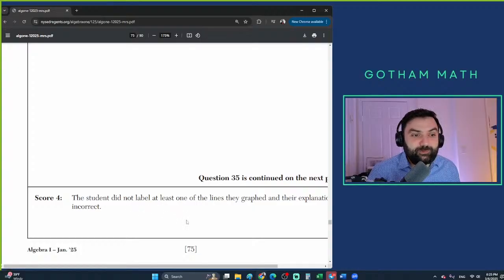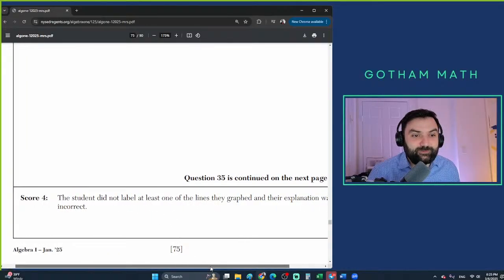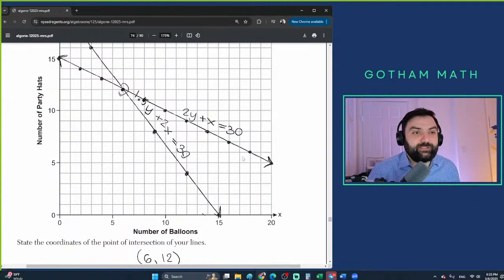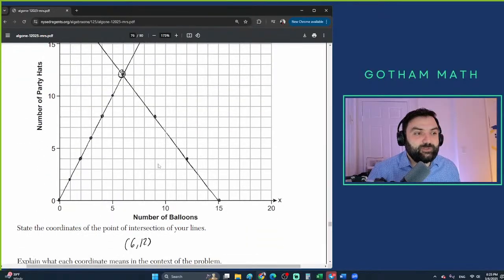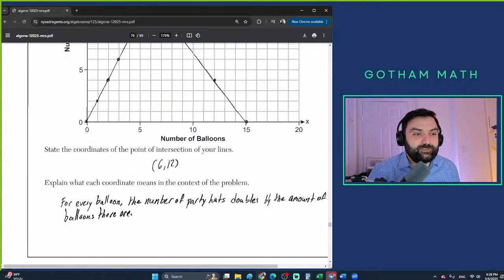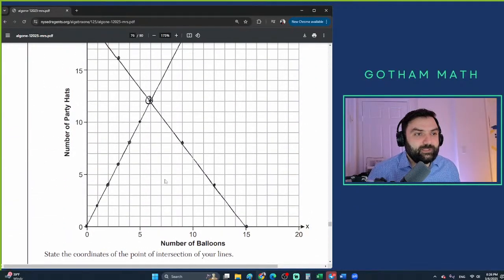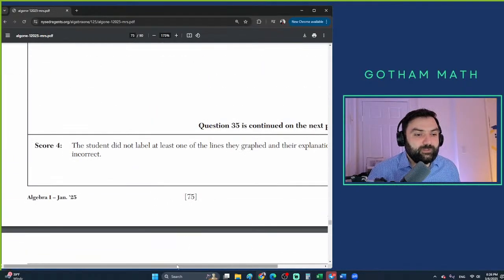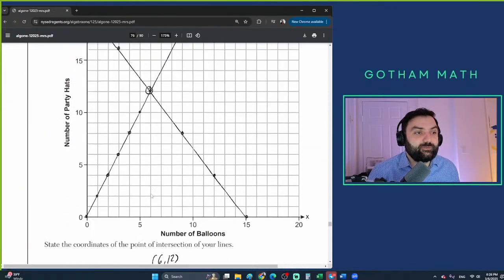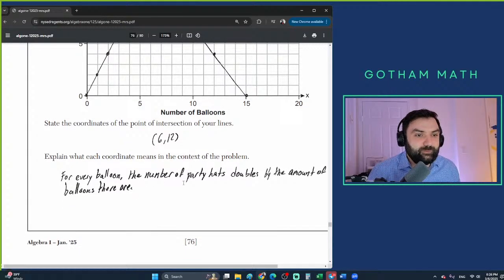The student did not label at least one of the lines. Look at this, guys. I told you that you need to label them like this. And I think the next one was not labeled at all. And a point has been taken. 6, 12. So what does it say again about this answer? It says that the student did not label at least one of the lines of the graph, and their explanation was incorrect. For every balloon, the number of party hats doubles by the amount of balloons. Nah.